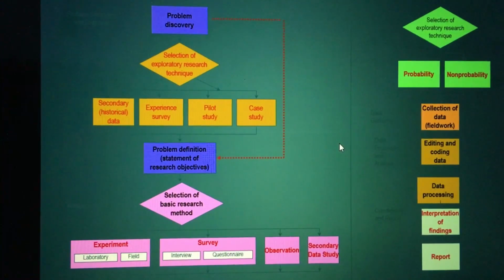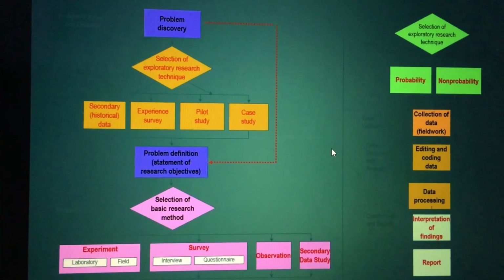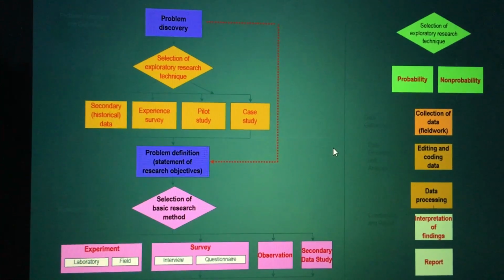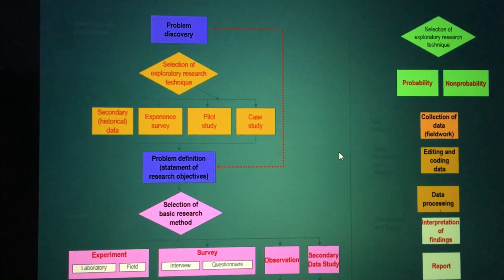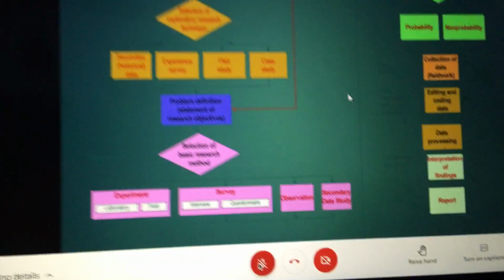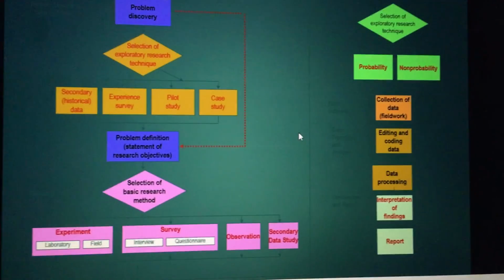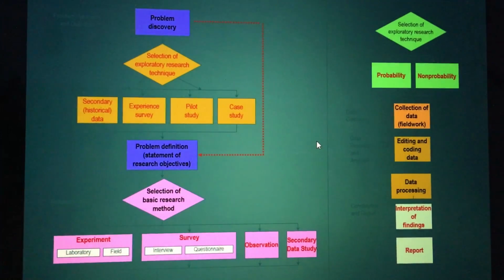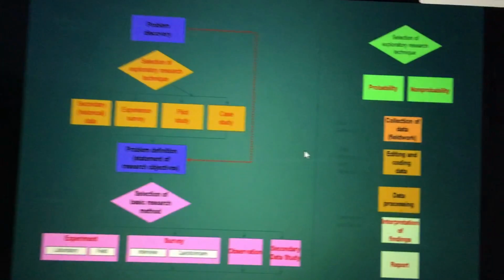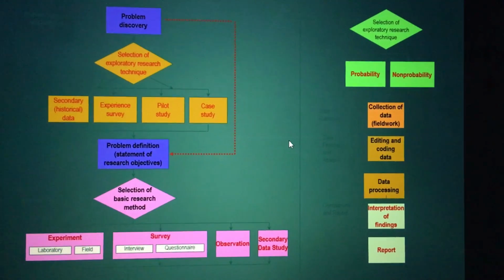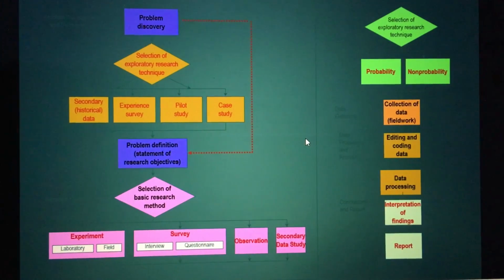Okay. Design the research means you will define the methods you will use to collect data and to interpret the data that you have collected. Okay. So the first step is problem definition, and then the research design, then the data collection, then the data processing and analysis. Okay. And then we come to the conclusion. So this is a very simple skeletal framework of research process.